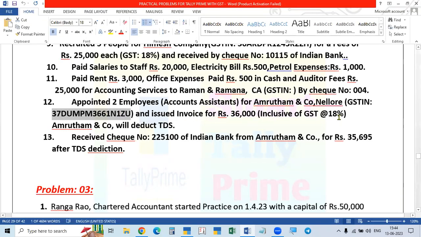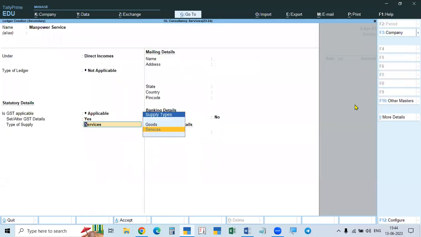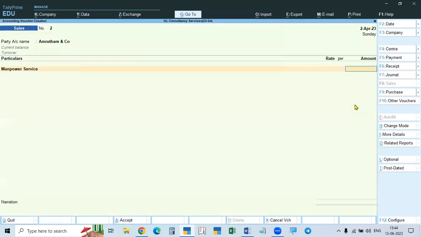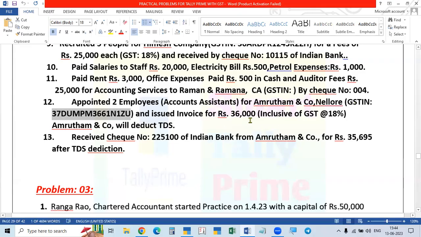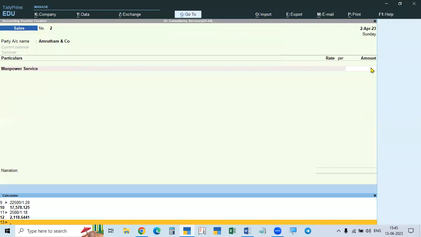Here, inclusive of tax is given. You see, 36,000 rupees inclusive of tax. Here, the rate is 18% only. 18% is given, and here it is also a service. We are selling the service, and here we have to give the amount. So what is the amount? 36,000, but it is inclusive of tax. So we have to keep the cursor there. The amount is 36,000.